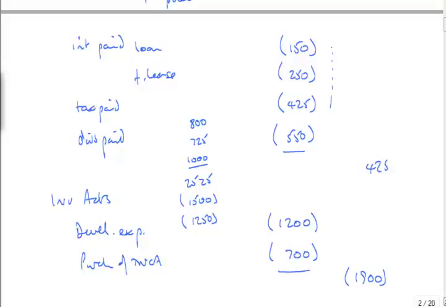2,750. Michael, where have you gone wrong? Where have you gone wrong? 8,725. 1,525.